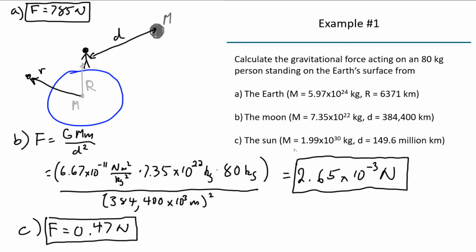Note that the sun, it is very far away, 149.6 million kilometers, but it's also enormous. 2 times 10 to the 30th kilograms. That's a very, very big mass. Whereas the moon is much closer than the sun, but has a much smaller mass, so it ends up exerting a smaller force.